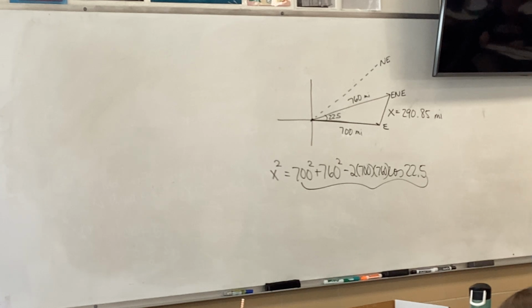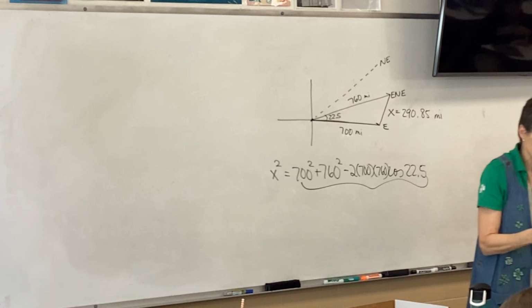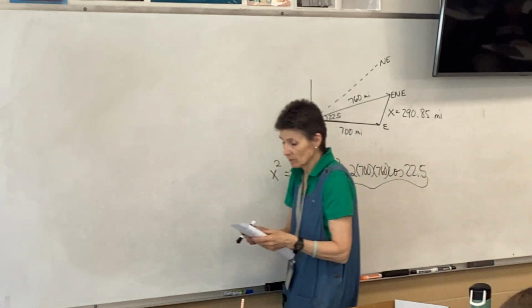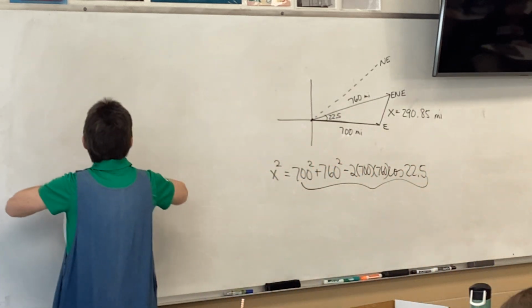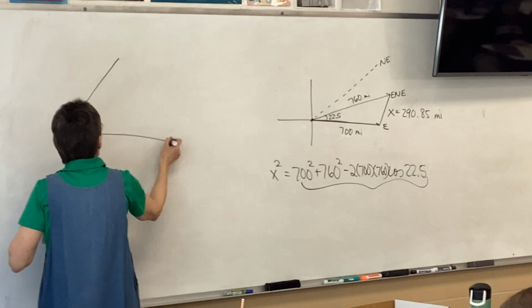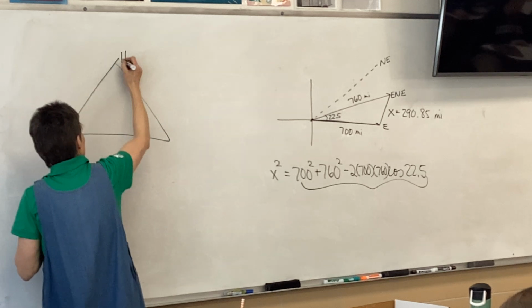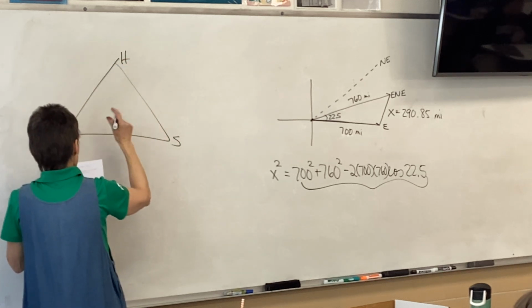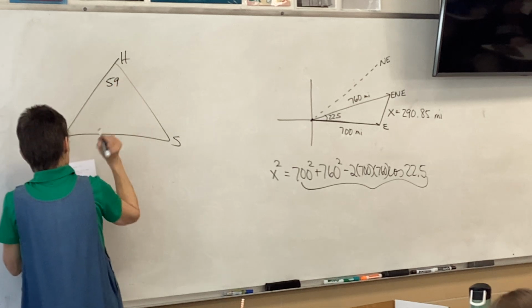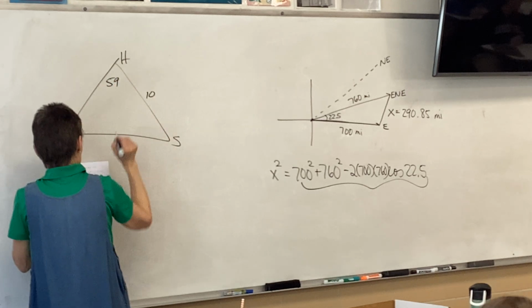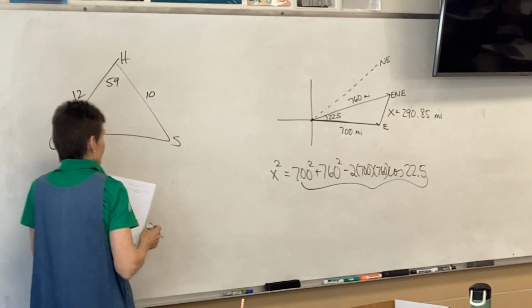Yeah, we did, remember I told you to keep this because we did this one already? Now we're doing this one, all right? So here we go. Solve triangle CHS. Now where you put your C, H, and S doesn't matter, I'm putting it like this. H is 59, C is 10, S is 12.